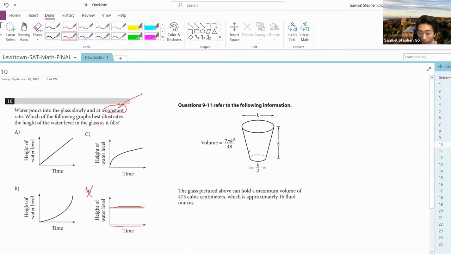So we know it'll fill up, it'll be here, and then maybe the next moment it's here, and then here, and so on. So it cannot be D. Now, we can look at A, C, and B and try to think what the differences are.